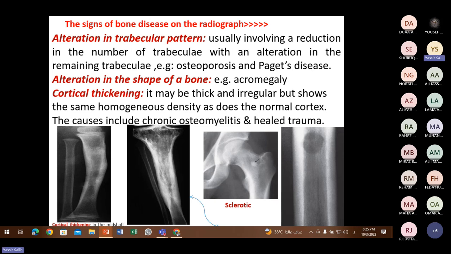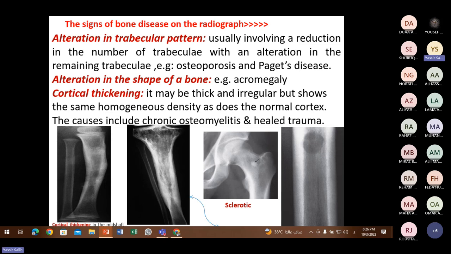The other sign is alteration of the shape of the bone. The shape may become enlarged; the bone may undergo enlargement. This may be seen for example in acromegaly.